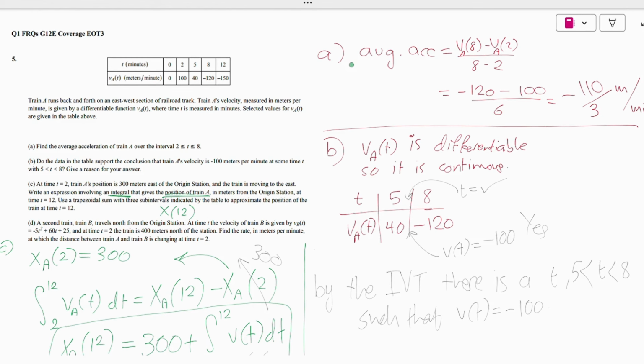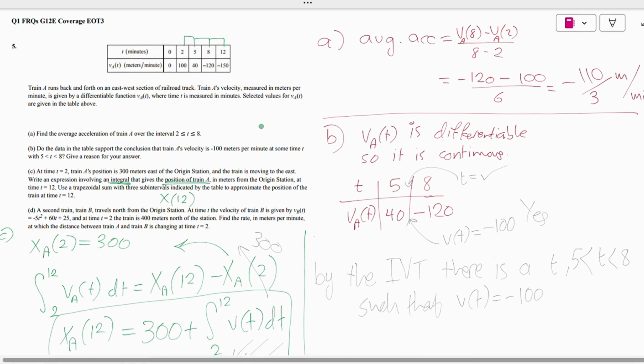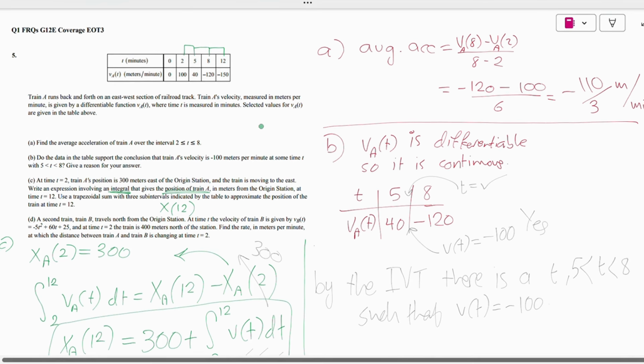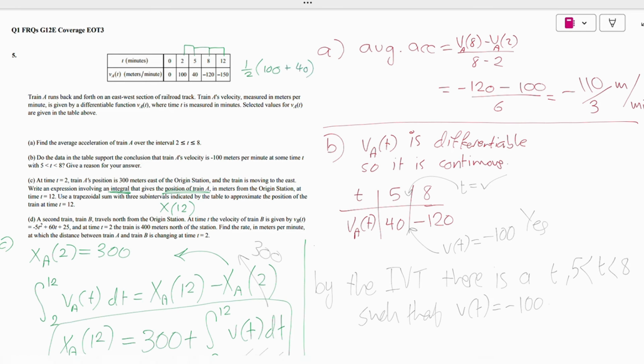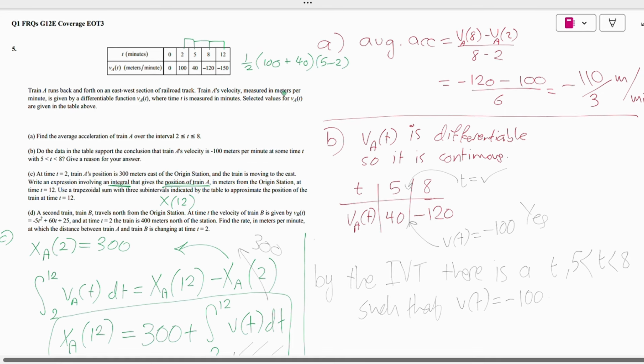Subintervals indicated by the table from 2 to 12. So this is the first one, this is the second, and this is the third one. So the first trapezoid would be half times the first base, which is 100, plus the second base, which is 40, times the height, which will be the difference between 5 and 2. So this is what we need to repeat 3 times for the 3 trapezoids.